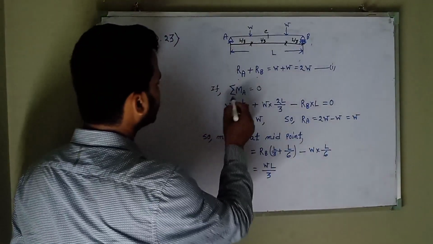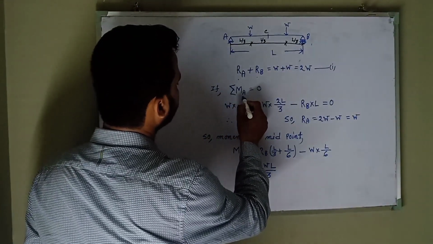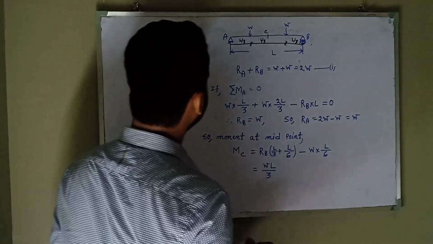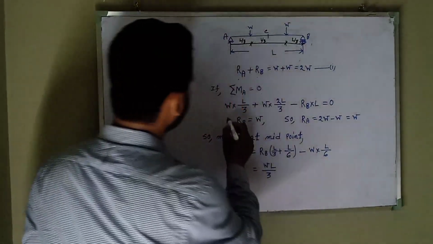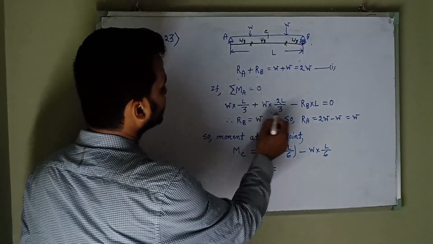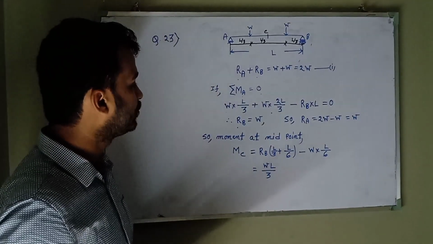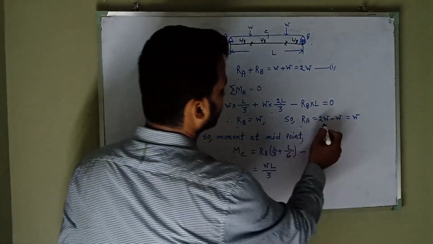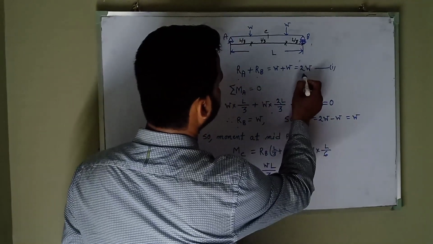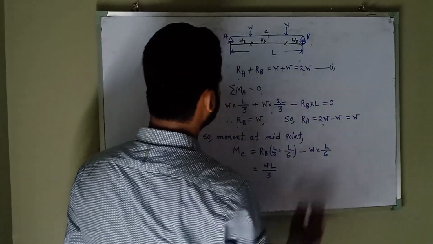And if we take moment in respect of point A, that is summation of Ma equals 0. And if we put the value of all of this, then we will get the value of Rb equals to W. So the Ra will be 2W minus W from this equation. 2W minus W, that is W.